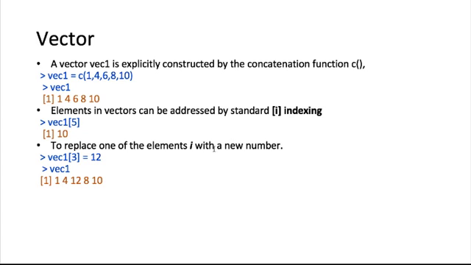We can also replace an element in a vector with something else. So in this case, if we wanted to replace the third element in the vector with the number 12, we could say vector third element equals 12. Now the third element was 1, 2, 3. That's the third element. Now we're taking that and we are making it 12. So we've substituted that element in the vector with the number 12.